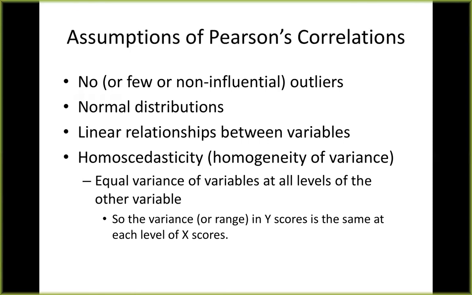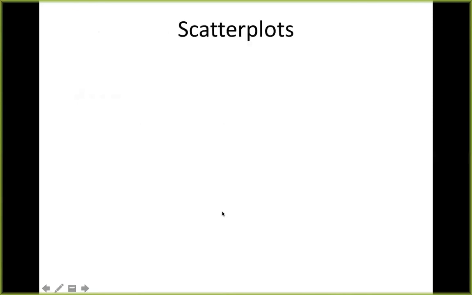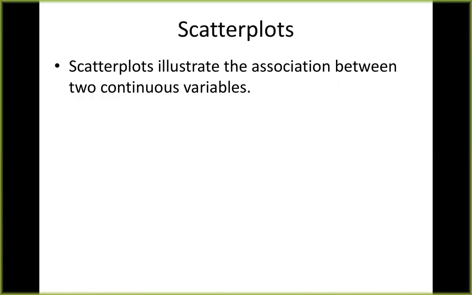And essentially what this is looking at is to see if there is equal variance of one of the variables at all levels of the other variables. So the variance are essentially, in some ways, the range in Y scores is the same at each level of X scores. And I'll show you a couple of pictures, which I think are easier to visualize that. So we do scatter plots to try and understand both whether or not the relationship between two variables is linear and to look at homoscedasticity.